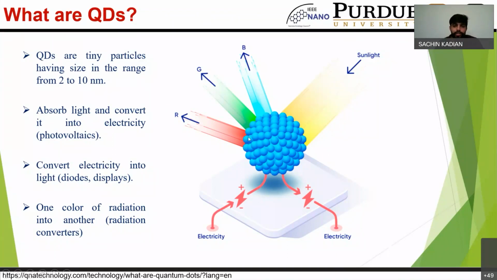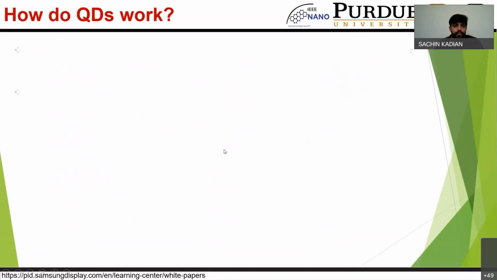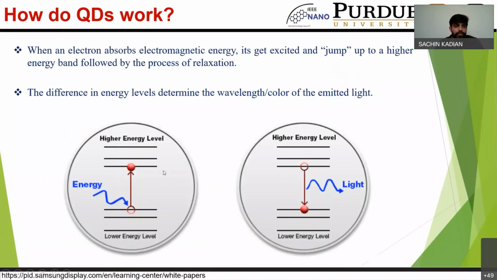The main thing is, when we excite an electron with external energy, it gets that energy, becomes excited, and moves to a higher energy level. It will stay there for a very short time, and then it will come back to its original state.